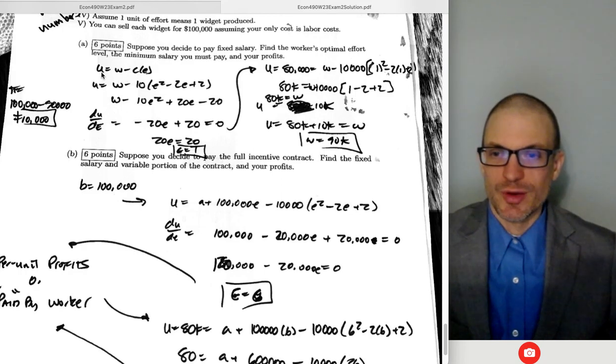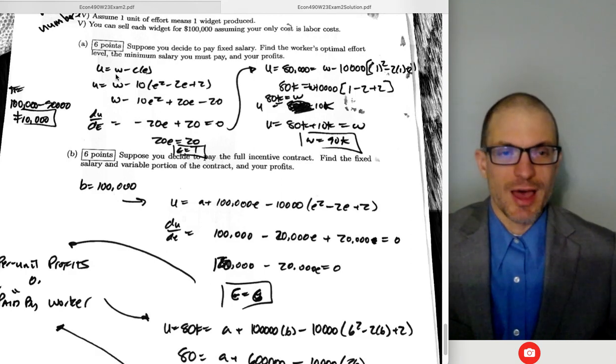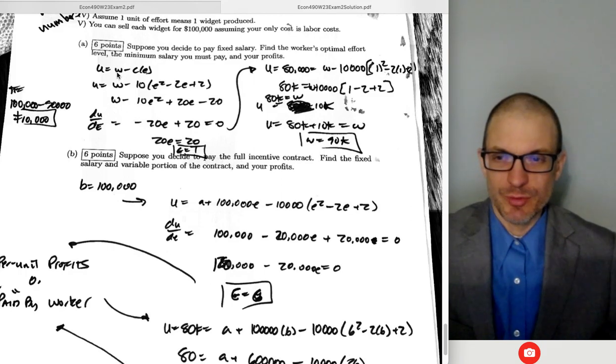So what I want to do is say, all right, if we are not conditioning payment on effort, what's going to be the optimal effort level for our worker? They're definitely going to shirk, but then how bad is it going to be? What's the effort level they'll put in? So let's look at their utility. It's going to be W minus 10,000, I just wrote 10 there, times this nice quadratic, or minus 10 times E squared plus 20E minus 20.